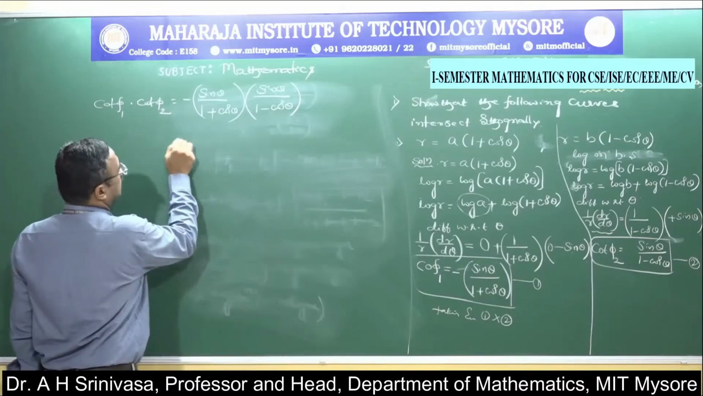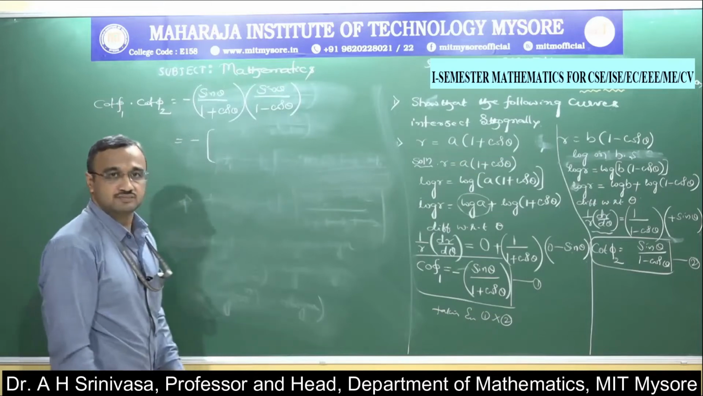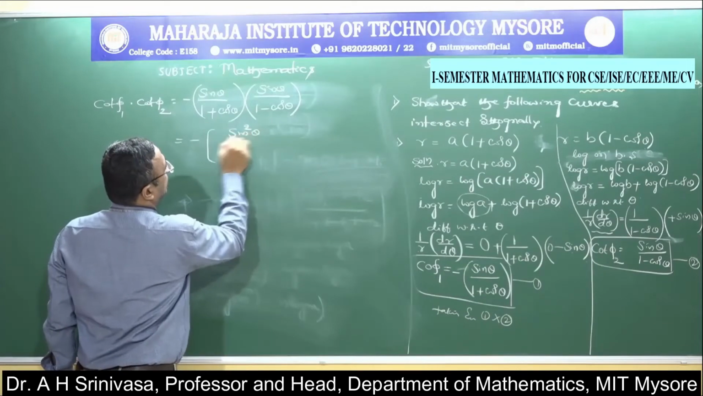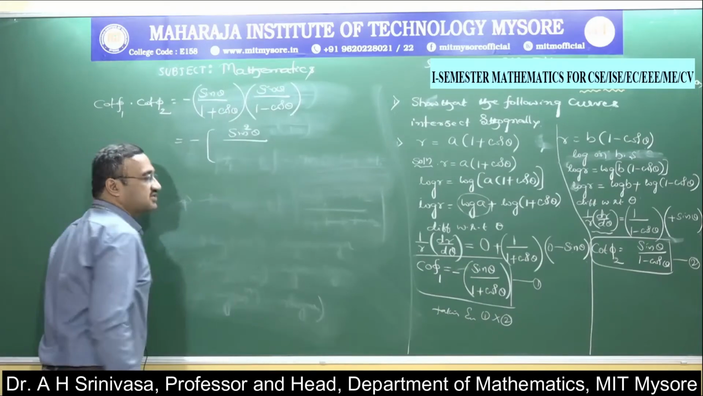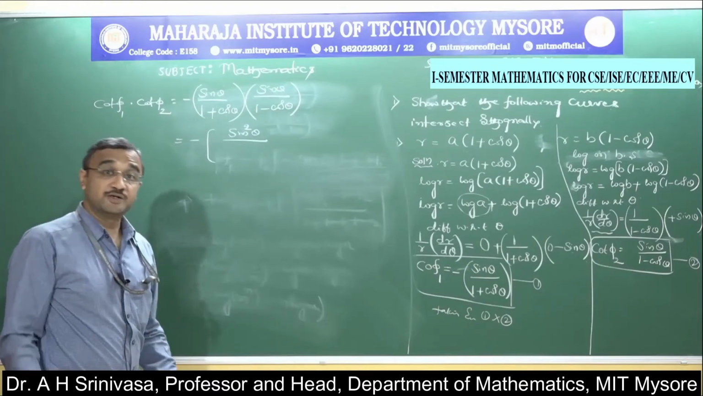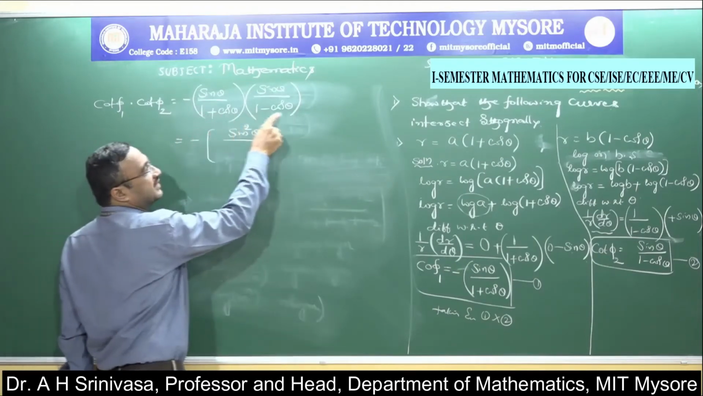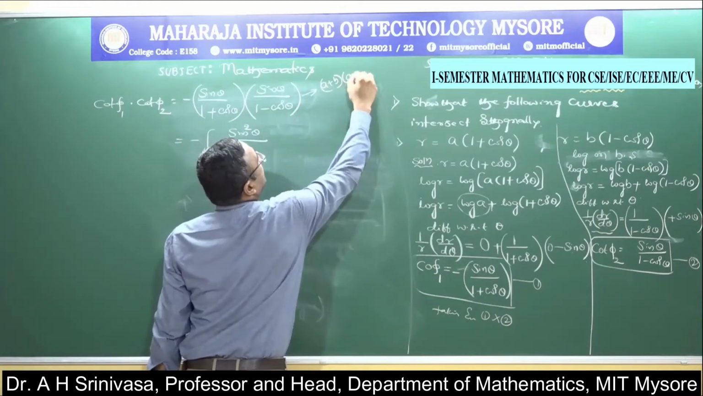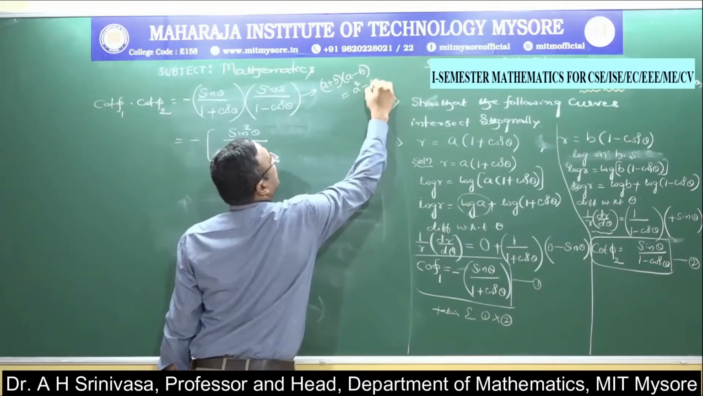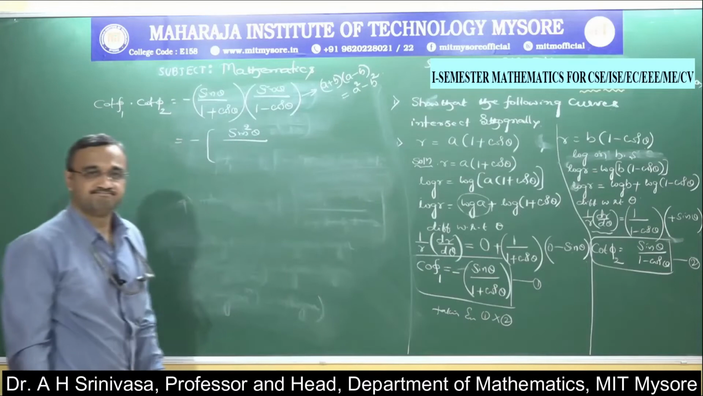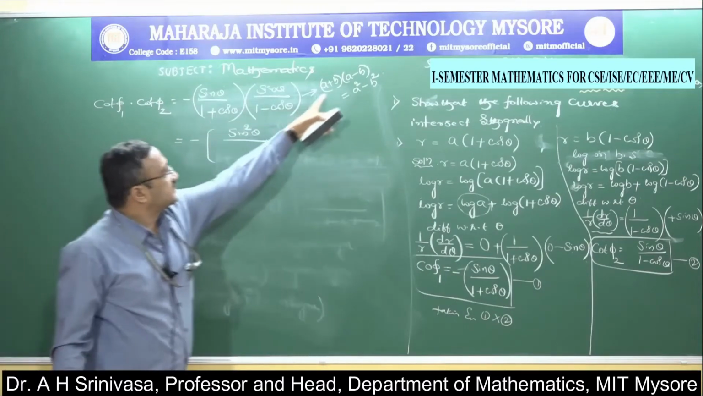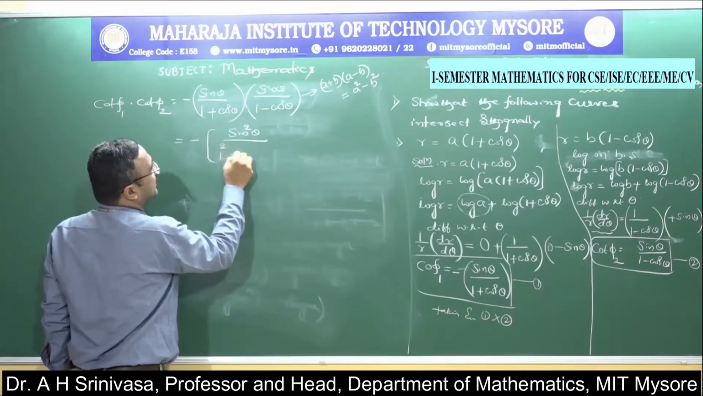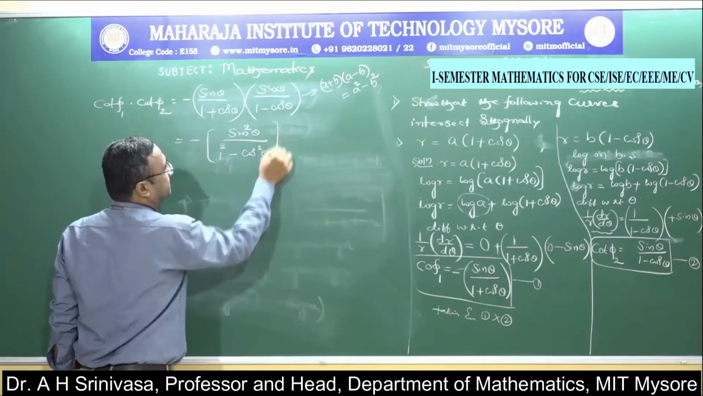So make a simplification. Keep the negative term as it is. Now sin theta into sin theta gives sin square theta, and 1 plus cos theta into 1 minus cos theta. Now use the formula a plus b into a minus b, which gives a square minus b square. Use that formula. This becomes 1 square minus cos square theta.